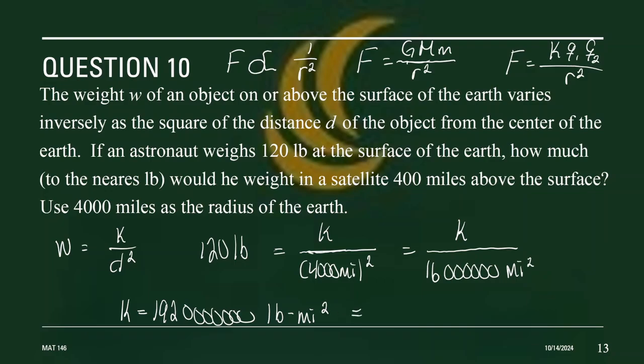I'm going to make life easier. Right. No, it's 8, right? Oh, wait. No, that's 7. That was right. 1.92 times 10 to the 9th.